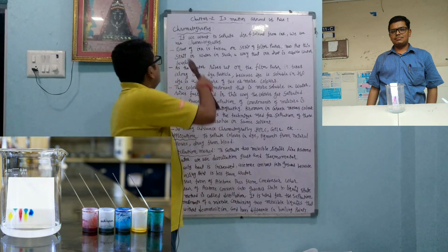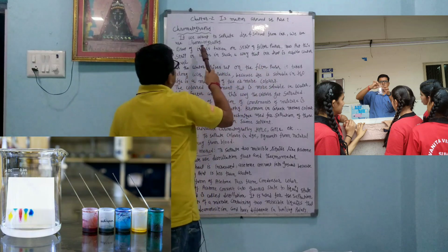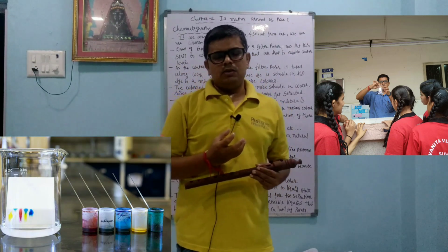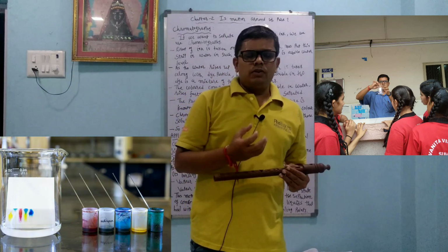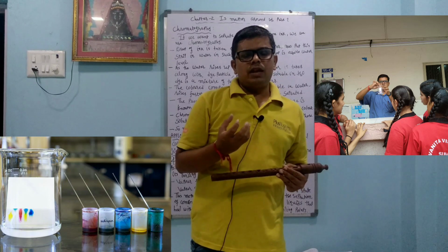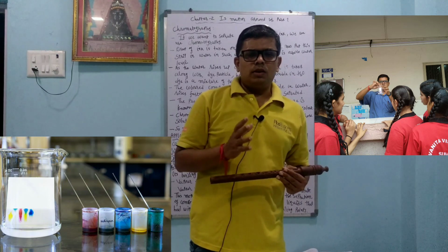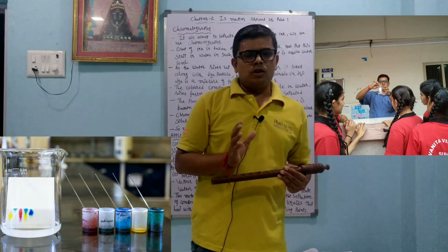Chromatography. If we want to separate a dye and solvent from ink, we can use the chromatography technique. In the ink, different components are present, so we cannot use the filtration process or some other technique to separate them. In that ink, dye and some other solvent are present. We want to separate those components, and for that we will use the chromatography technique.